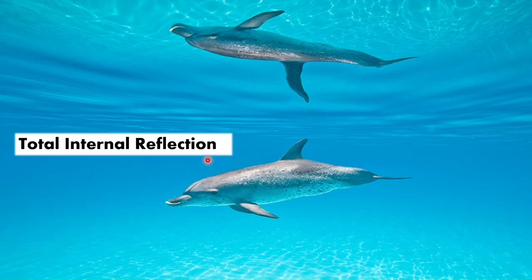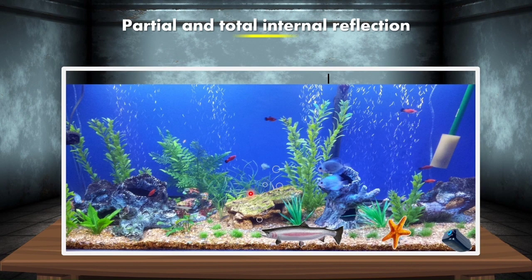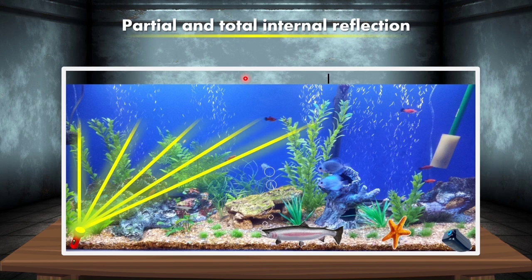Okay, so you can define total internal reflection as the phenomenon which occurs when the light rays travel from a more optically denser medium to a less optically denser medium. Am I clear? Next, let us see partial and total internal reflection. These two are phenomena that occur when light passes through different mediums.